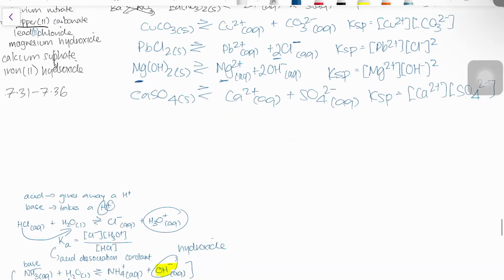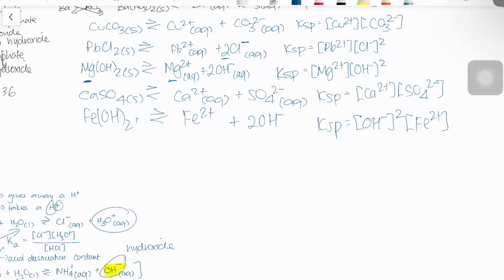Iron(II) hydroxide. Fe(OH)2, and then the double arrows. Fe2+ and 2 OH-. So it's solid and then 2 aqueous. And then the KSP is [OH-] squared times [Fe2+].